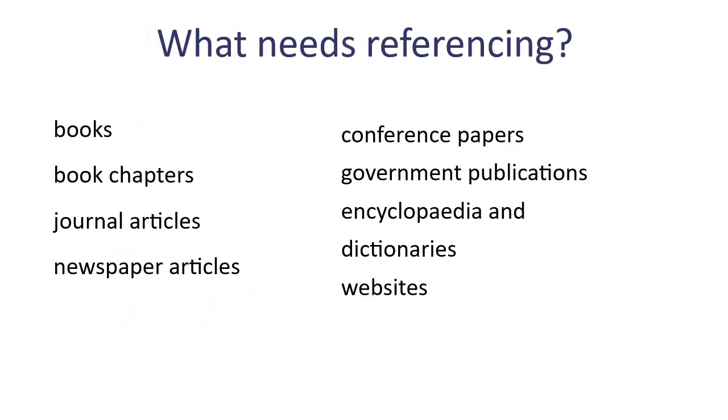What needs to be referenced? Well, basically any source of information, whether it's from a book, a chapter from an edited book, a journal article, newspaper articles, conference papers, government publications, encyclopedias, websites, etc. In fact, the only information that doesn't need to be cited is what's called common knowledge. And this is information that can be reasonably expected that anybody would know, i.e. Dublin is the capital of Ireland.